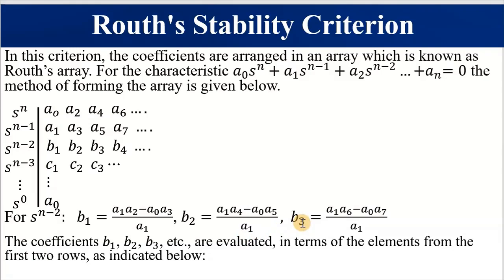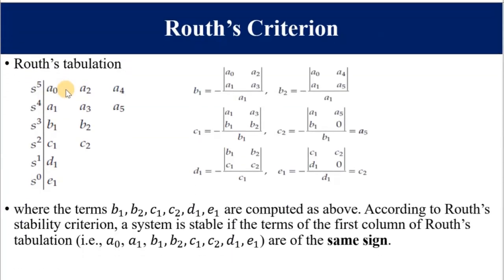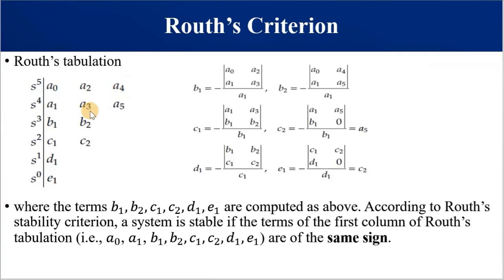And we do the same for B3, B4, even up to C1. So the coefficients of B1, B2, B3, etc., and also C1, C2, C3, etc., D1, D2, D3 are evaluated in this way by finding the determinants. Hence, we are taking note of the Hurwitz criterion: the coefficients of A0, A2, A4, then the next line for the odd ones, A1, A3, A5, then the coefficients of B's, C's, D's and E's up to the last power or the least power.